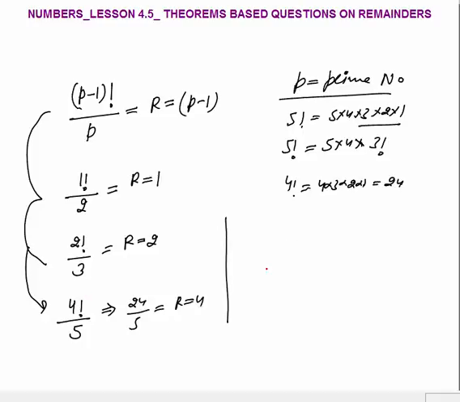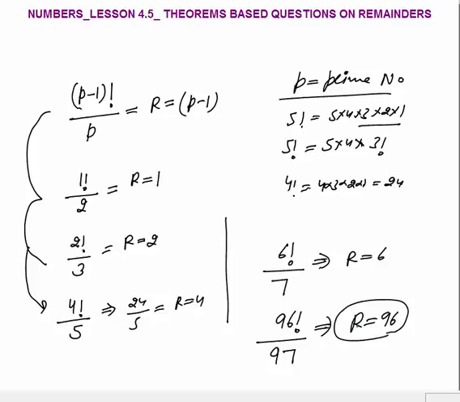Same way, for any prime number you take, let's say you take 7, so 6 factorial by 7, if you calculate, the remainder would be 6. Same way for bigger numbers, that is very advantageous. For example, 97 is also a prime number. So 96 factorial by 97, the remainder would be 96. Straight away you can answer based on the same pattern. It means that P minus 1 factorial by P, the remainder will always be P minus 1, where P is a prime number.